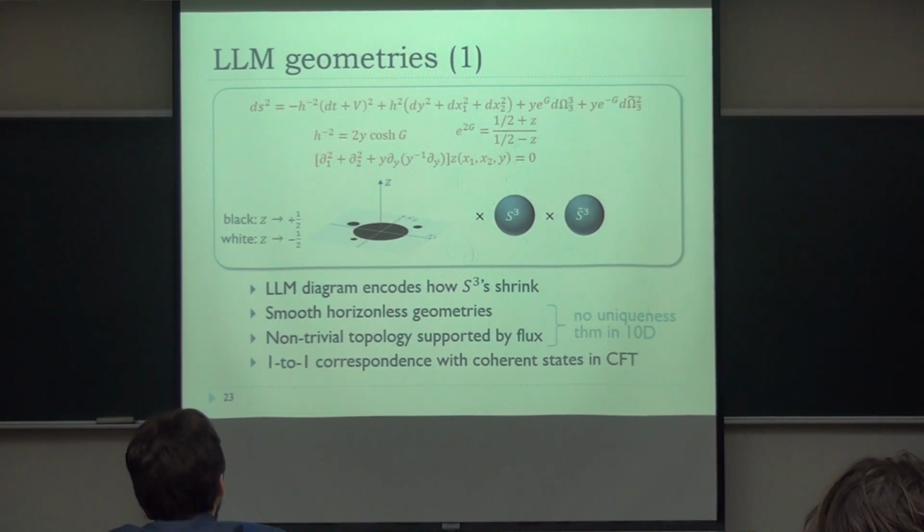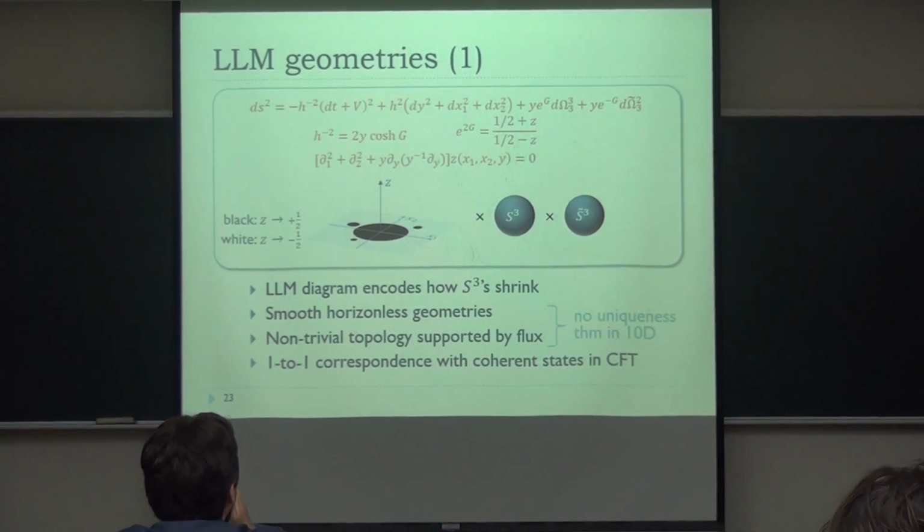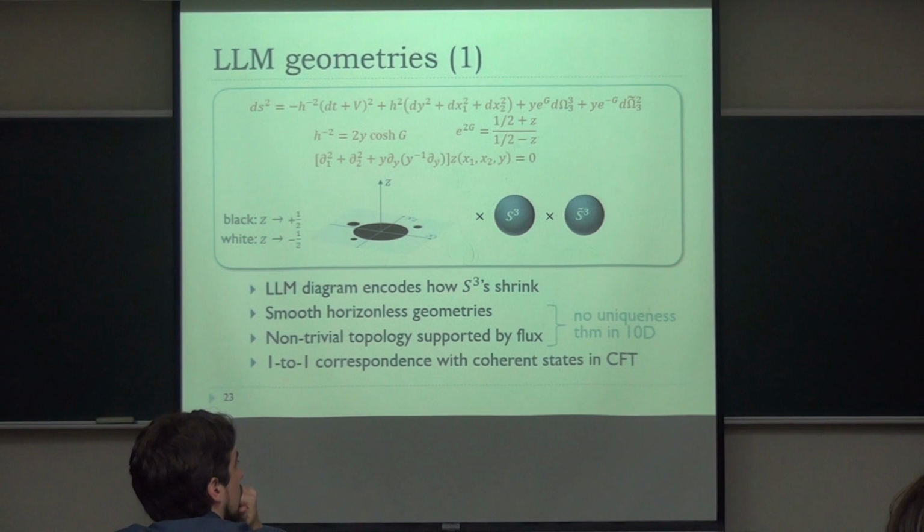And so you have such a geometry for each droplet picture. So you have a one-to-one correspondence with some large N coherent state in CFT. Yes. Is AdS5 times S5 a special example? Yes, AdS5 times S5 is a special example where you have only one single black disk.